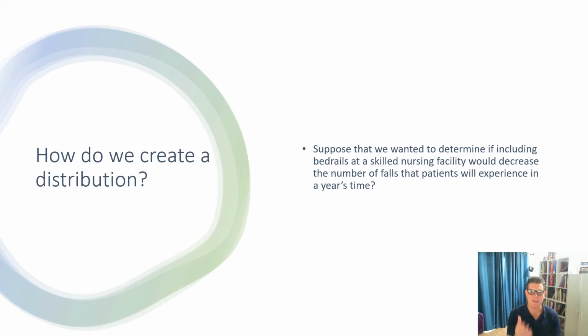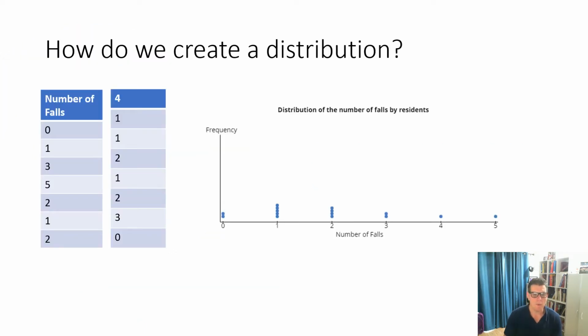Let's suppose we have a question where we want to determine if including bed rails at a skilled nursing facility would decrease the number of falls that patients will experience in a year's time. So we get a set of variables, those are our number of falls, and we collect data, and each data element is from an individual. Patient number 1 had 0 falls within their 6-month time. 1 fall for patient number 2. Patient number 3 had 3 falls, and so on and so forth.